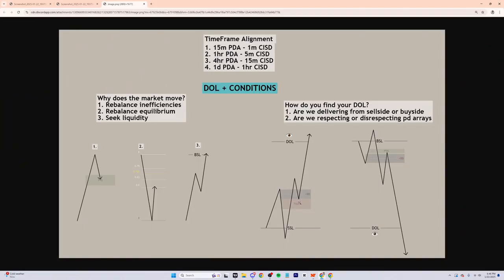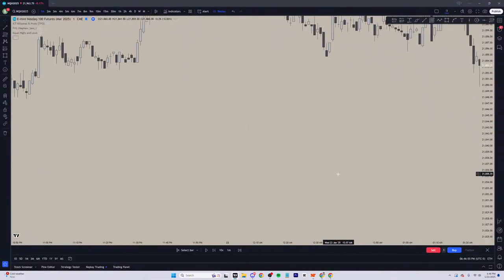So let's say this is a 15-minute fair value gap. If we get a 1 minute change in state of delivery or inversion or whatever out of this, then this is valid. This is getting respected. Or let's say this is a 1 hour fair value gap. Once we get out of this and we get a 5 minute change in state of delivery, this is a valid trade, right?